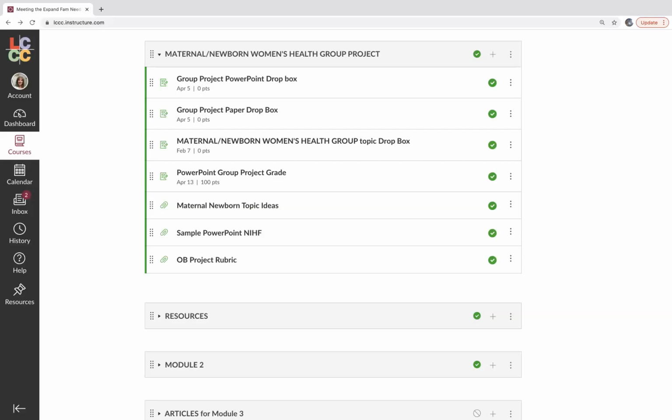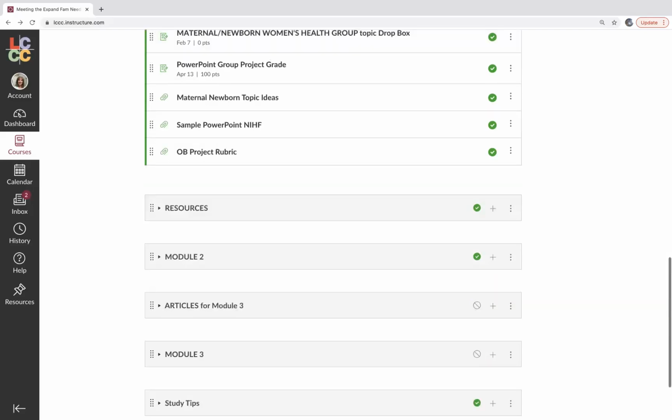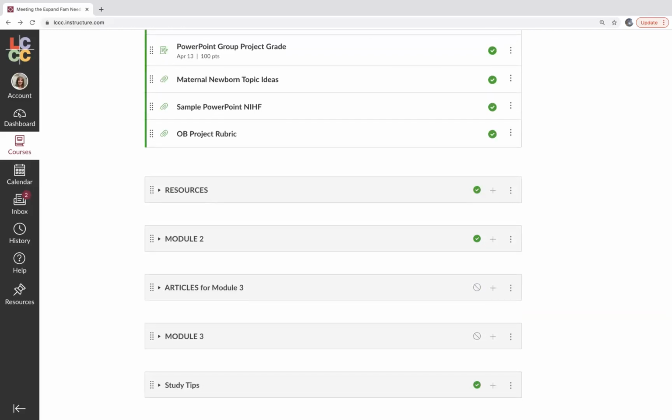No more than 1 to 2 pages. Make sure it's APA format. Okay, your group topic, you already did that. That's where I'm going to place your grade. There are some ideas. And then down here on the bottom, I have a sample PowerPoint and I have your rubric. So let's go to the sample.